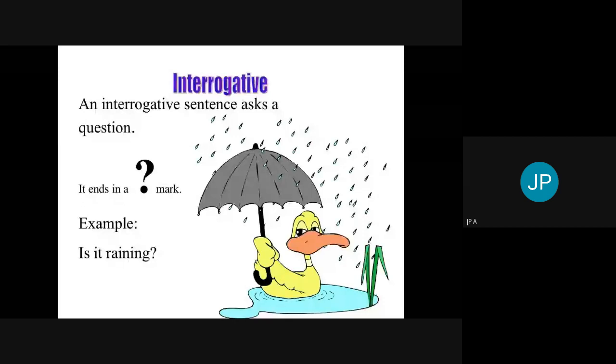What is your name? Where are you going? Who is your father? We cannot give yes or no answers to such questions. We have to give descriptive answers to such questions.